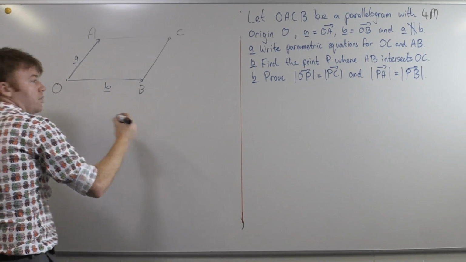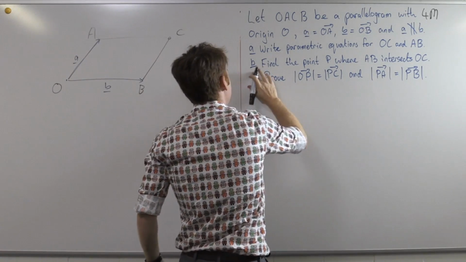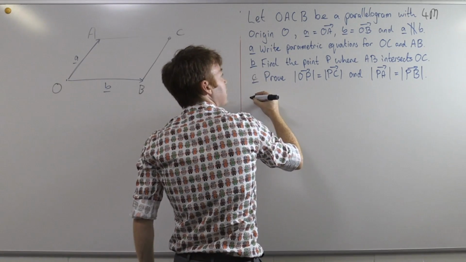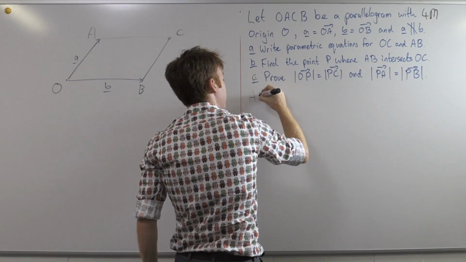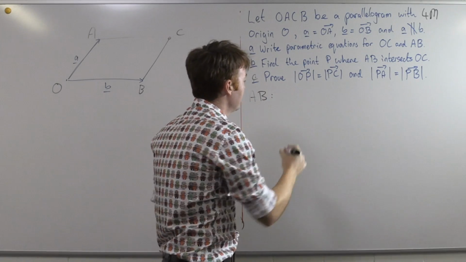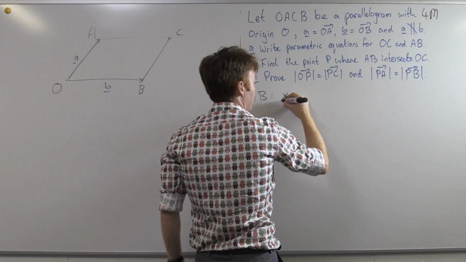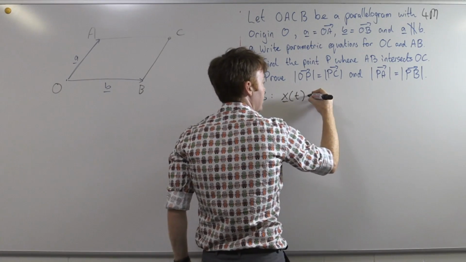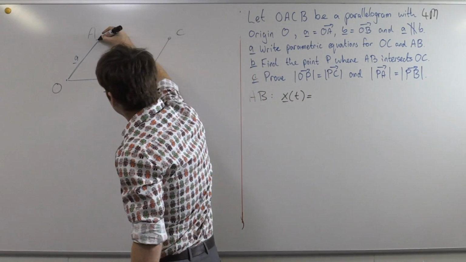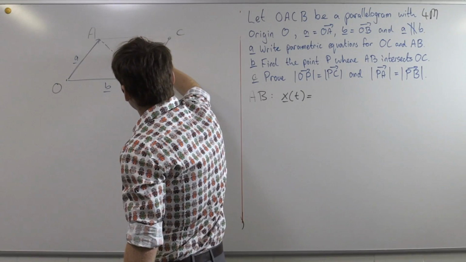So, well, I'll leave the diagram over there. That's supposed to be part C. The equation for AB. So let's call this one AB. That's going to be x. Let's give it a parameter t. X of t.